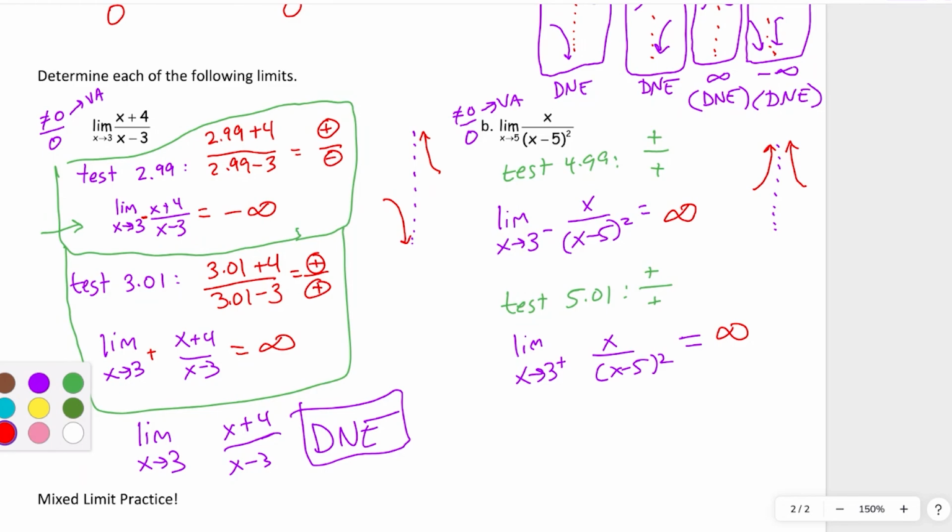Why is it x approaches 3? Did I say 3? Oh, I don't know. Yeah, good catch. That should be 5. I'm sorry. Don't know why I was writing 3. Maybe I was just copying the other problem and talking too much. Got a bad habit of that.